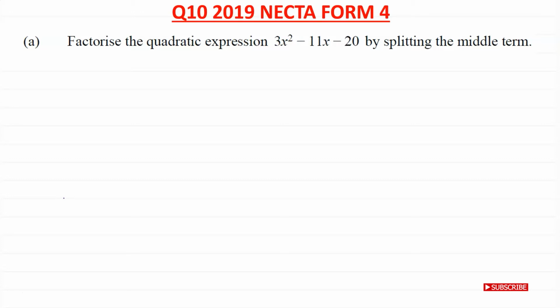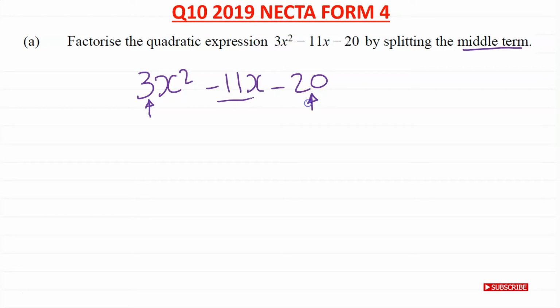We're asked to factorize the quadratic expression 3x squared minus 11x minus 20 by splitting the middle term. So let's go ahead and do just that. We've got 3x squared minus 11x minus 20. So that means we want to split this number. The best way to do that is to look at the coefficient of x squared and the constant term and multiply them together. So we get 3 times 20, which is 60.